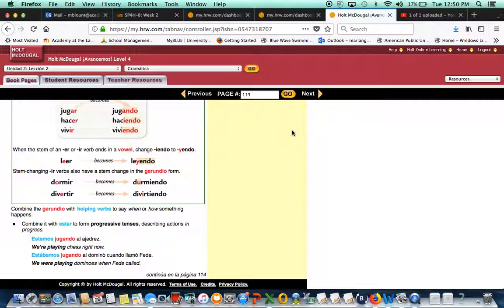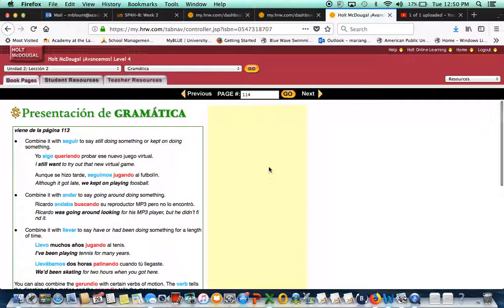When you combine, let's turn to the next page. A ver, okay. When you combine gerundio, which again is ando or yendo, with seguir, what you're saying is you are still doing something or kept on doing something. For example, yo sigo, which is seguir conjugated in the present tense for whatever you're talking about. Yo sigo queriendo probar esos nuevos juegos virtuales. I still want to try out the new virtual games. So again, still doing something or kept doing something.